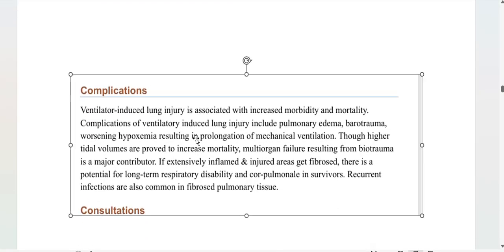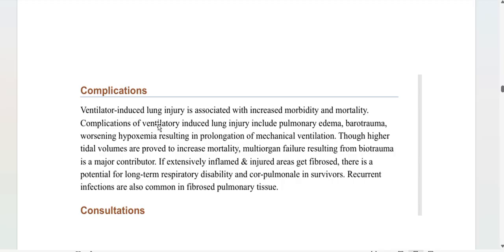I took this from the guideline. Ventilator-induced lung injuries are associated with increased morbidity and mortality. Complications include pulmonary edema, barotrauma, and worsening hypoxemia resulting in prolongation of mechanical ventilation. Though higher tidal volumes are proven to increase mortality, multi-organ failure resulting from biotrauma is a major contributor. If extensively inflamed and injured areas become fibrous, there is potential for long-term respiratory disability in survivors. Recurrent infections are also common in fibrous pulmonary tissue.